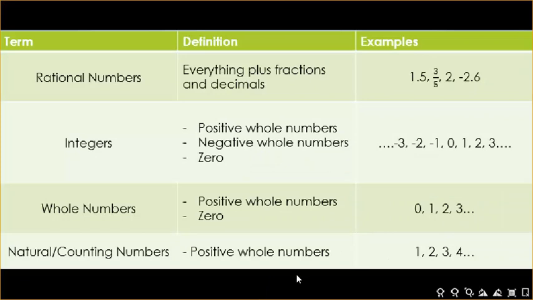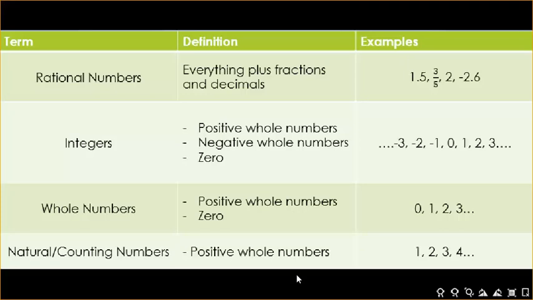On this chart, it has the term, definition, and example. The first term we're going to discuss is rational numbers. Rational numbers are everything plus fractions and decimals. The examples include 1.5, 3/5, 2, negative 2.6. Integers are going to be positive whole numbers, negative whole numbers, and 0.